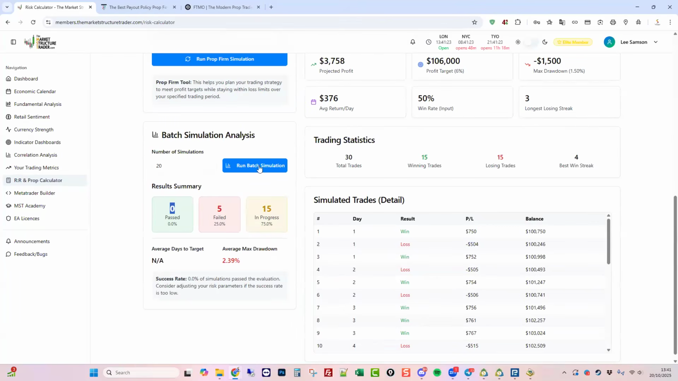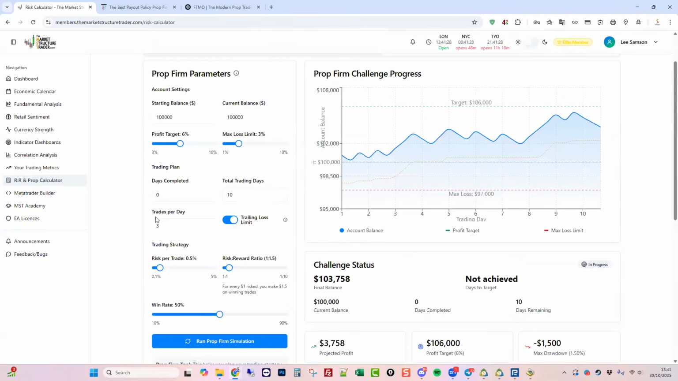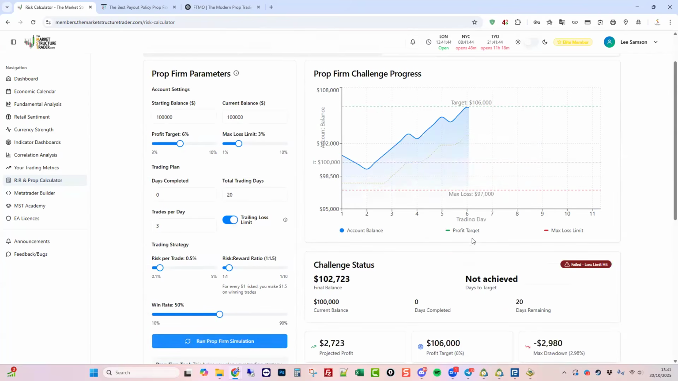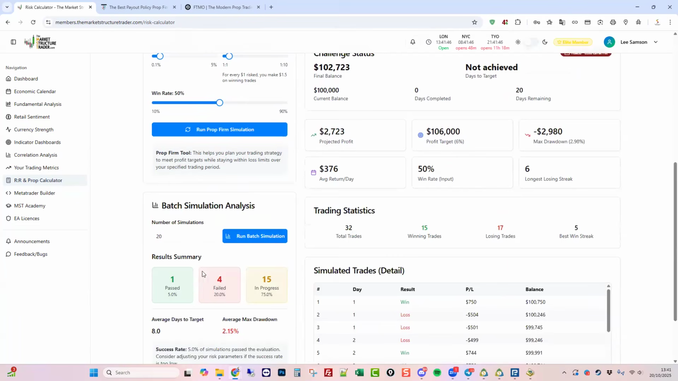Yeah, so you've got 0 passes there, 2 passes there, 0 passes. So risking 500 is too aggressive. Okay, with this particular risk reward ratio that we're using and a 50% strike rate, you will get there eventually. But if you up the days maybe to 20, you'll probably find you'll pass more of those. Maybe not. Yeah, there you go.